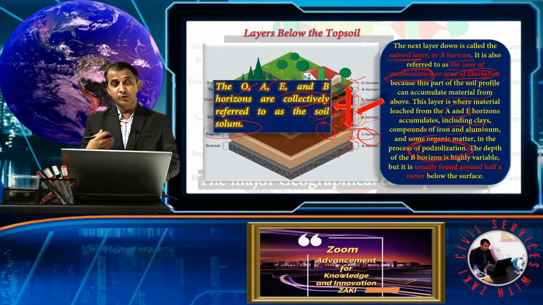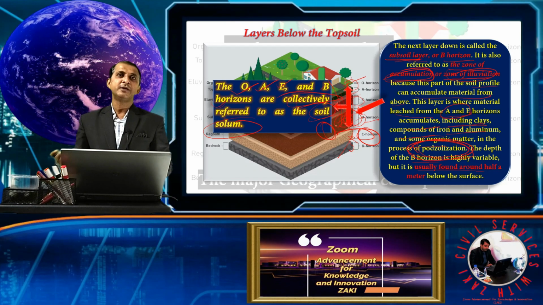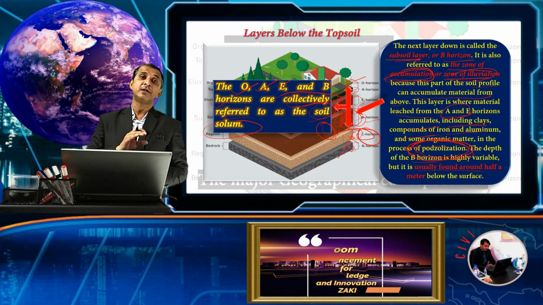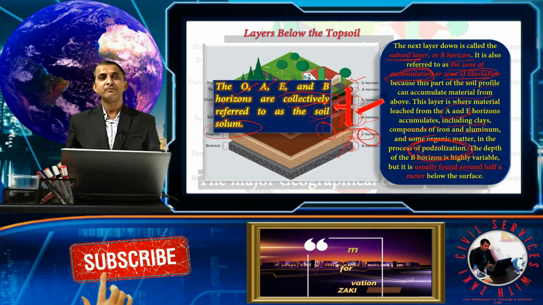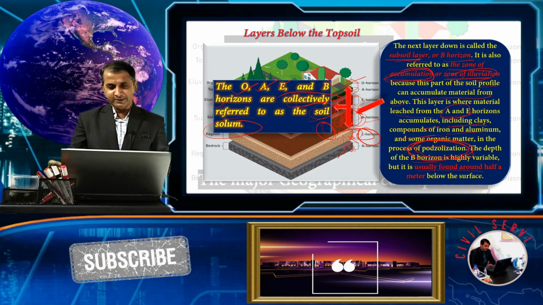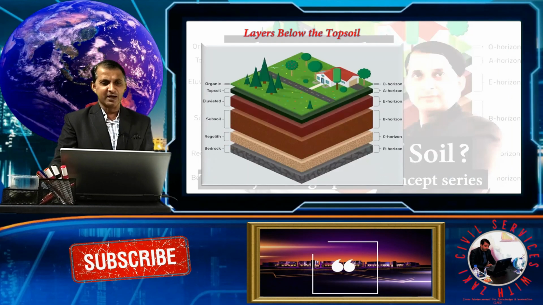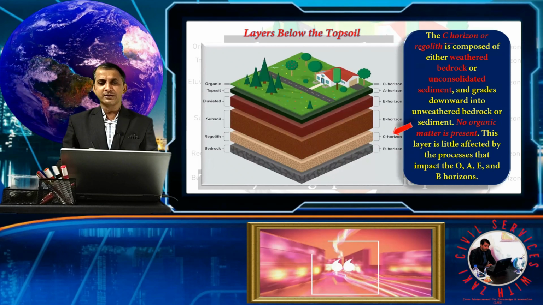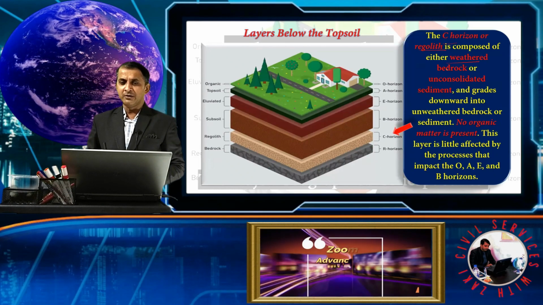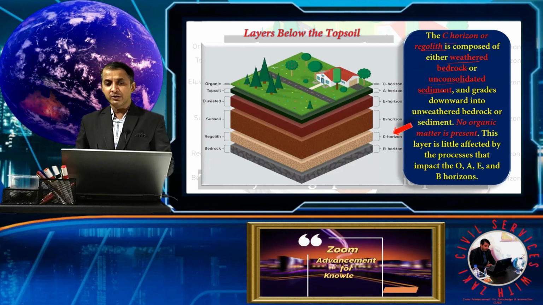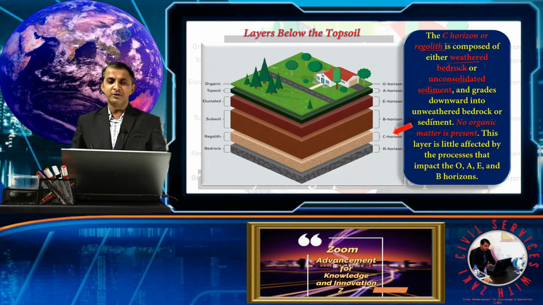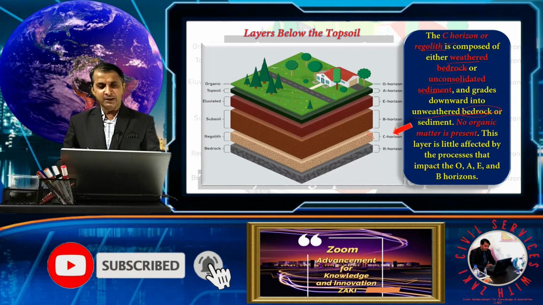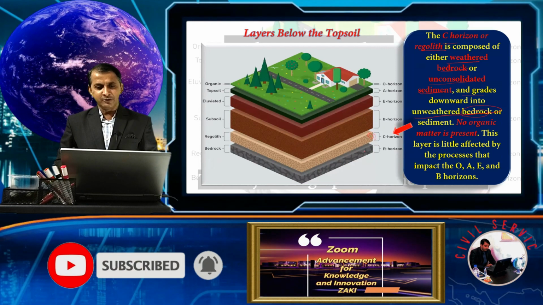But among the master horizons you can also find the C horizon and R horizon. These C and R horizons do not contain any organic matter at all. See our next slide. The C horizons, called regolith, are composed of weathered bedrock and unconsolidated sediment, and grade down into unweathered bedrock. These are basically the weathered rock of the bedrock.